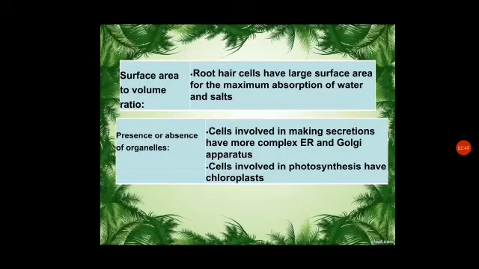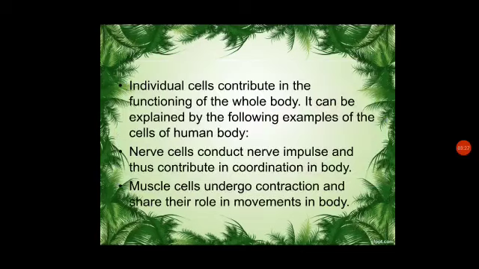Consider the surface area to volume ratio. If root hair cells have a large surface area, they can absorb the maximum water and salts from the soil. The cells involved in photosynthesis in plants have chloroplasts, and their shape is according to that. Similarly, the stomata are surrounded by guard cells, which have a specific shape for their specific function.